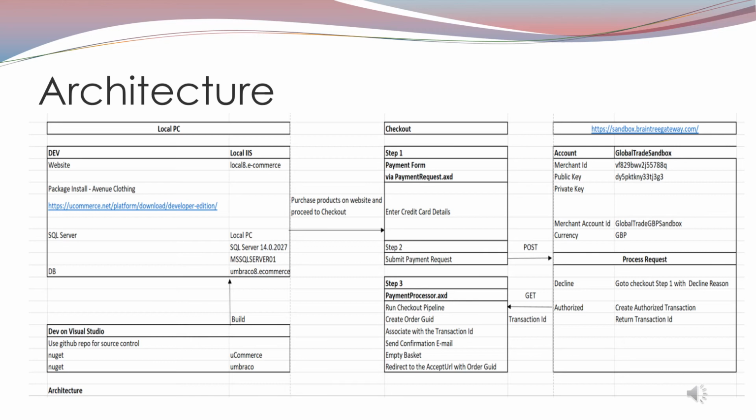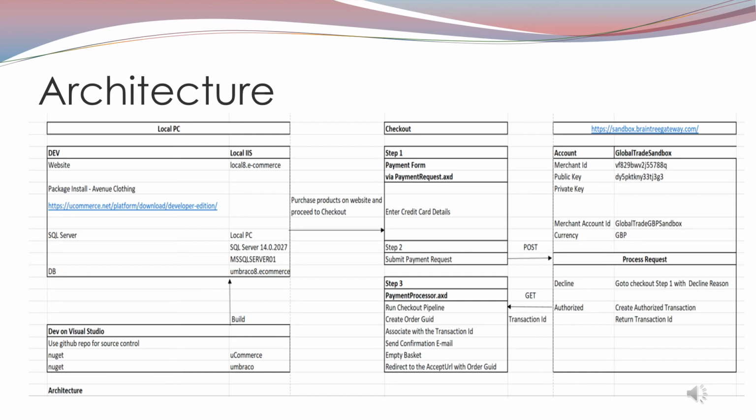When we install Umbraco, we install into SQL Server, and we've got e-commerce here. So once we've got our website, the user will come along, use the website, purchase products on the website, and then proceed to checkout. In checkout, we'll present our payment method, Braintree, and the configured payment form will be presented via the payment request handler.